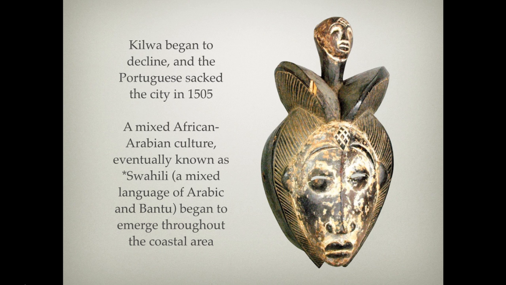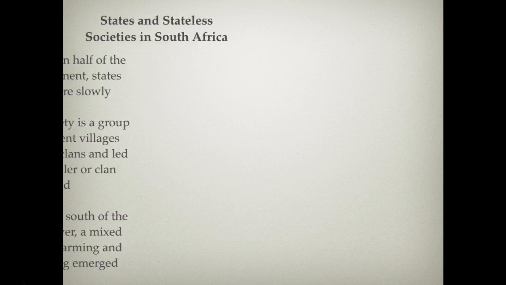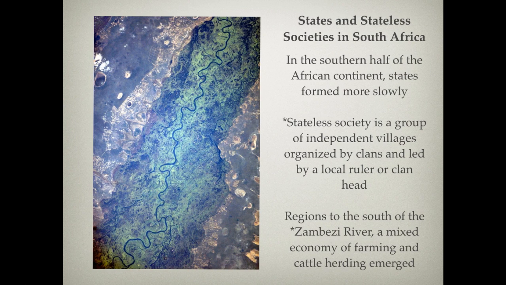Inevitably, we end up seeing the rise of Swahili, which is a mixed language of Arabic and Bantu. It's really emblematic of the identity of Eastern Africa at the time. And this really began to emerge throughout those coastal cities, a means by which the Arabs and the Africans would communicate. But we also see various other stateless societies begin to emerge.